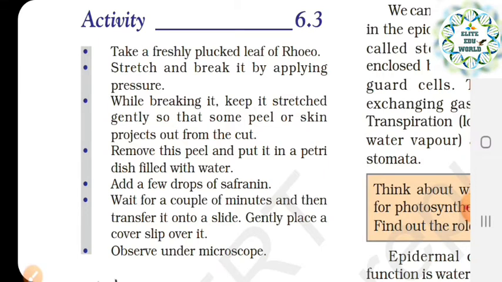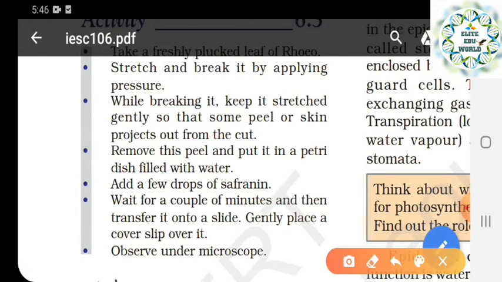And why do we have to break it? Because after breaking it a little bit, you have to gently stretch the leaves, so some peel of skin will be seen here. So we have to remove that peel of the skin, or peel of a leaf. So why do we need this peel? Because we have to observe in the microscope what cells are there and which arrangements are there.